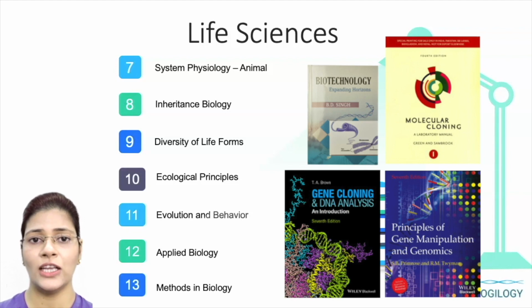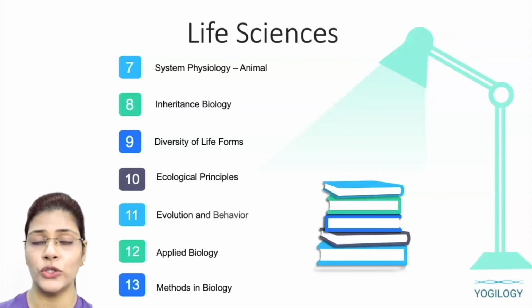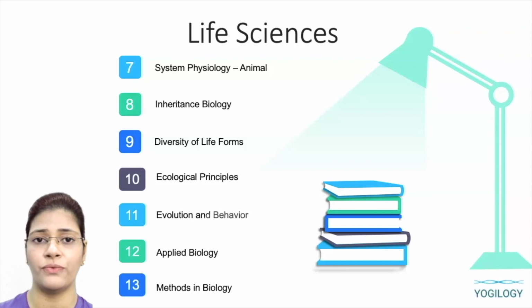Coming to the last unit, Unit 13, Methods in Biology. Biotechnology and biostats are included in this unit, and most instruments and techniques used in the above units are covered in this unit. Hence, you need not refer to any special reference books. You can refer to any of the above mentioned reference books.